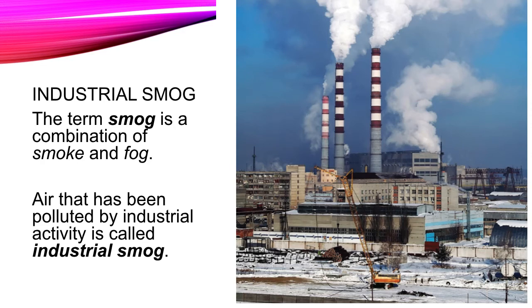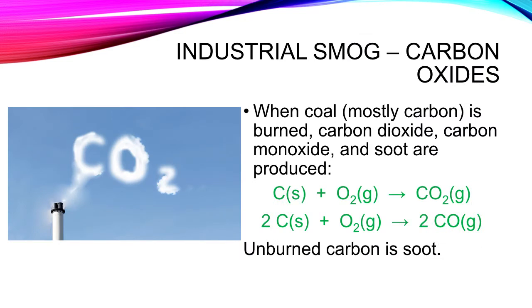One type of air pollution is smog. Smog is a term used to combine the words smoke and fog. Industrial smog is air pollution that's caused by industrial activity. We're going to talk about the main type of industrial smog. One of the gases that can make up industrial smog is gases that are formed from carbon oxides. So carbon oxides are molecules that have carbon and then oxygen with them in any number.